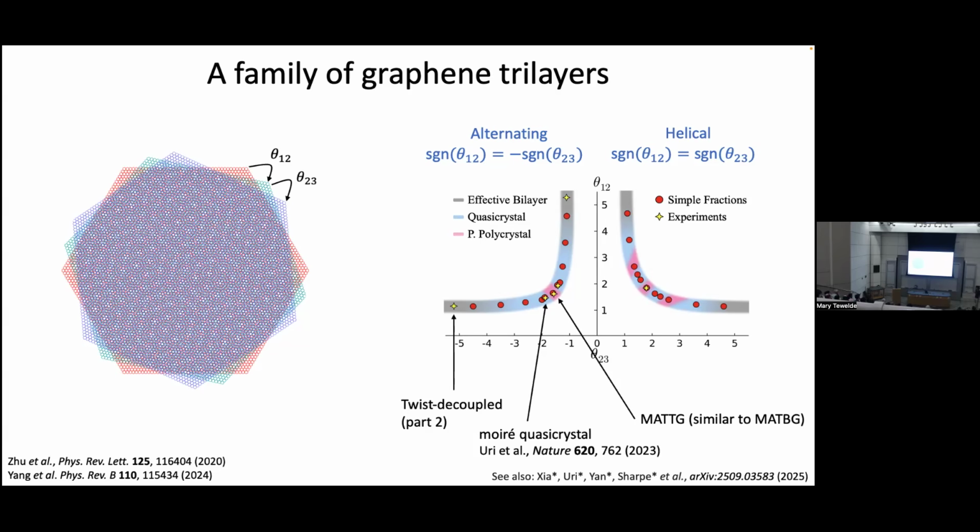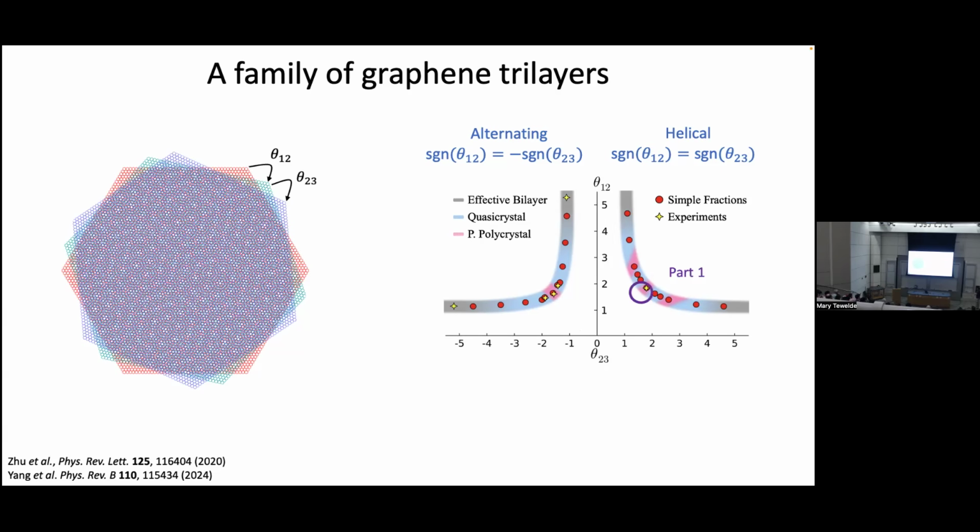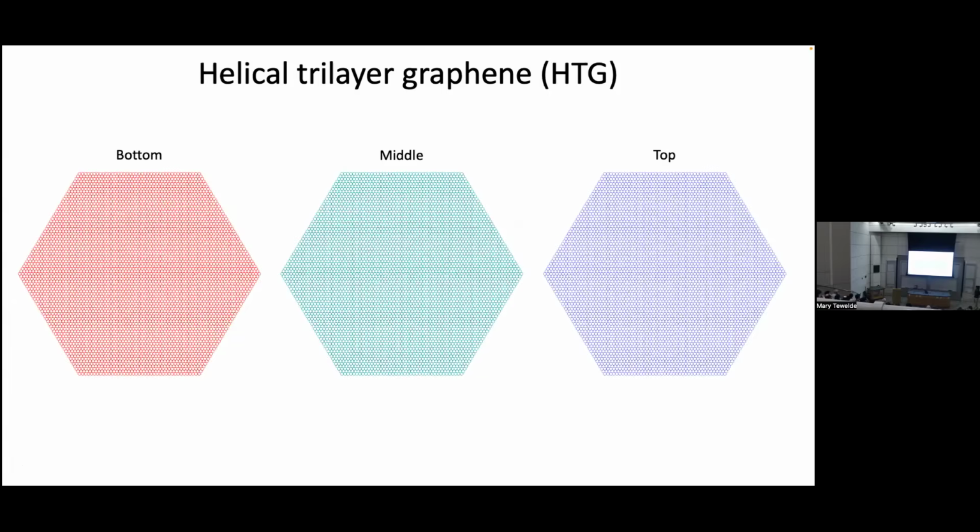And you can get quite a lot of fundamentally different physics by tuning the relative twist angle. So there are some cases that look very similar to magic angle twisted bilayer graphene. There are other cases where you can get one layer decoupled from the other two. And you can even get quasi-crystalline behavior. In fact, that's the most general case, where there is no rigid periodicity. But what I want to start off with is this helical case, where both of the interlayer angles are approximately equal to one another. So what does this look like?